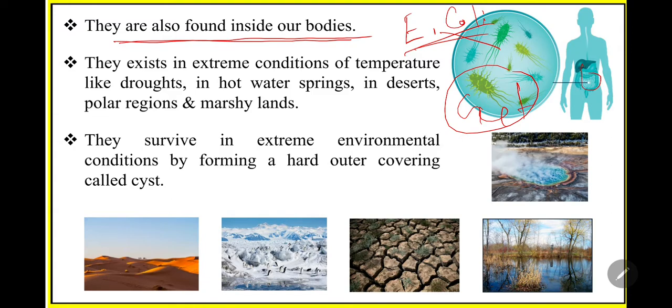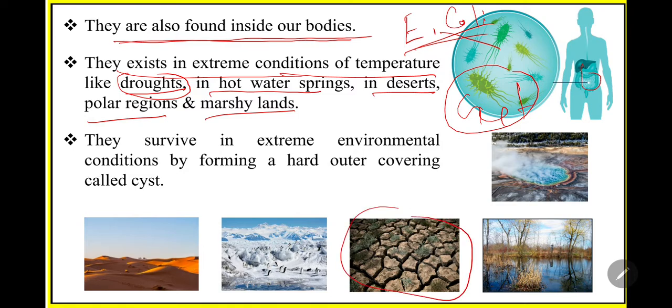They exist in extreme environments, like extremes of temperature, droughts, hot water springs, deserts, polar regions, and marshlands. Microorganisms are found in different kinds of environments where temperature varies from cold to high. For example, in places where drought is found, where rainfall is less, or for many years rainfall is not there. This image is of drought.